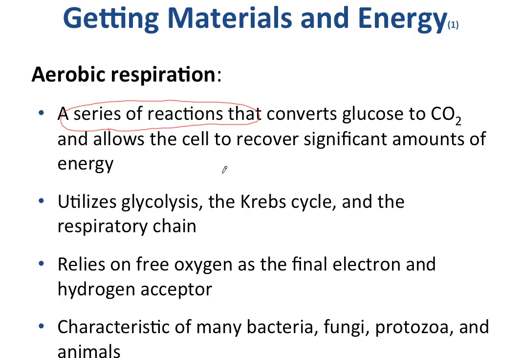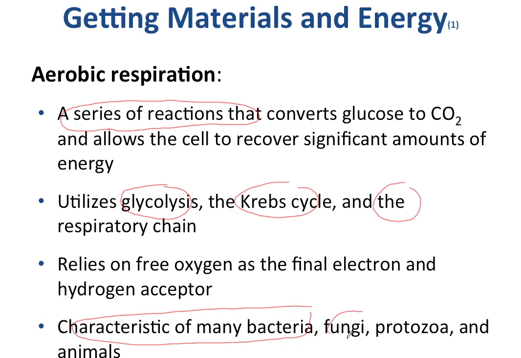So it has 3 steps. First is glycolysis. Second is Krebs. Third is the respiratory chain. It uses the free oxygen to accept the electron and the hydrogen to produce water, and release energy. So it is widely used by many bacteria, fungi, protozoa, and animals, also humans.